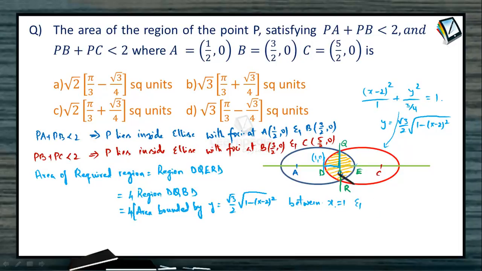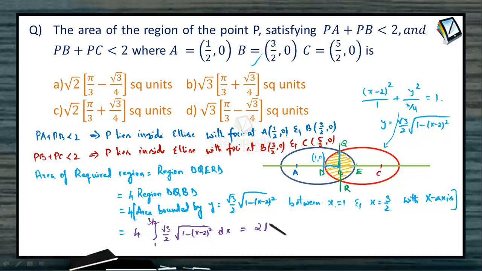And what is the line QR? It is a line perpendicular to the axis of the ellipse, that is the x-axis, and passing through the point B itself. So x equals 3/2. So we know the limits and we know the curve equation, and this can be evaluated directly. This is 4 times the integral from 1 to 3/2 of root 3 by 2 times the square root of 1 minus (x minus 2) whole squared dx.